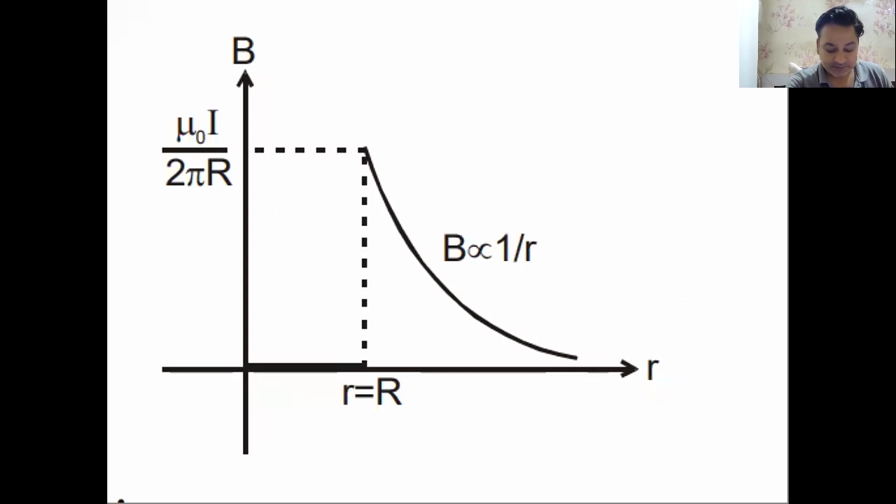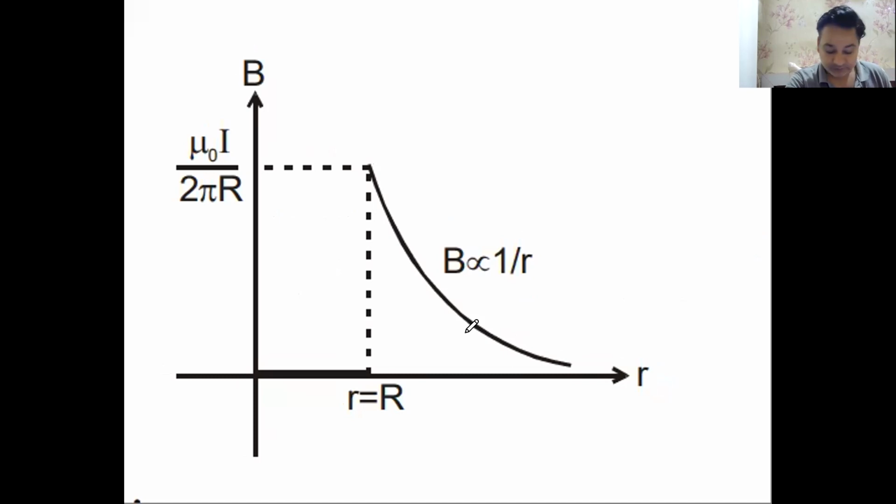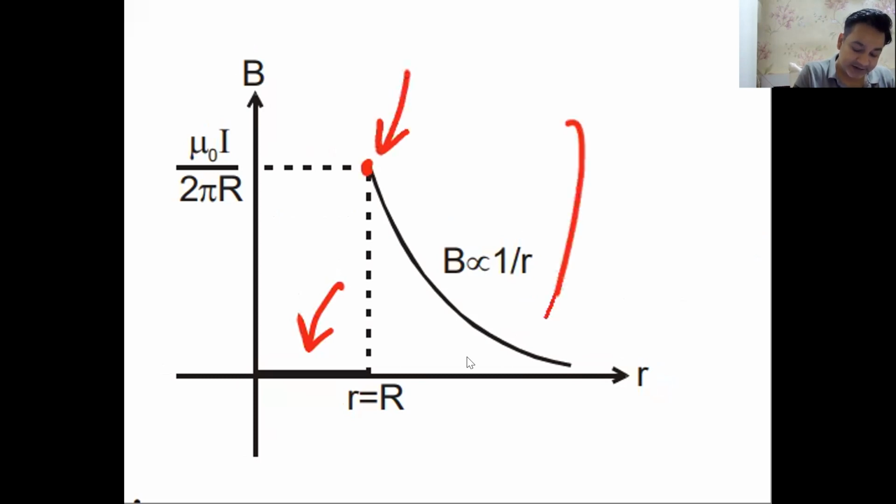Can you see this graph? Inside, the magnetic field is 0. On the circumference, it is highest, and then it goes down. Do you know this graph? You see this graph now?